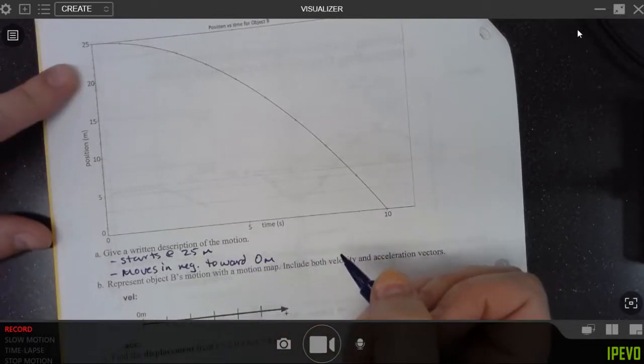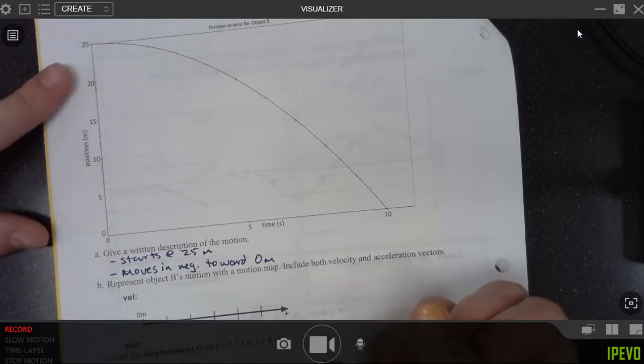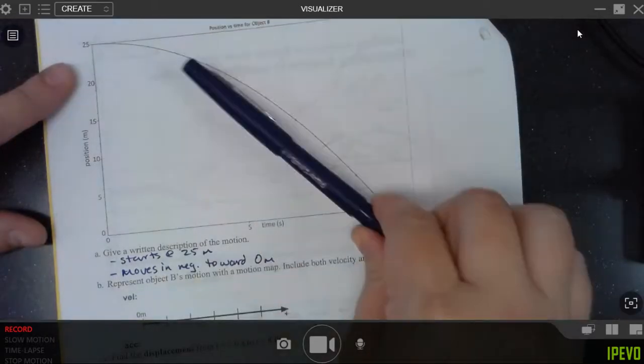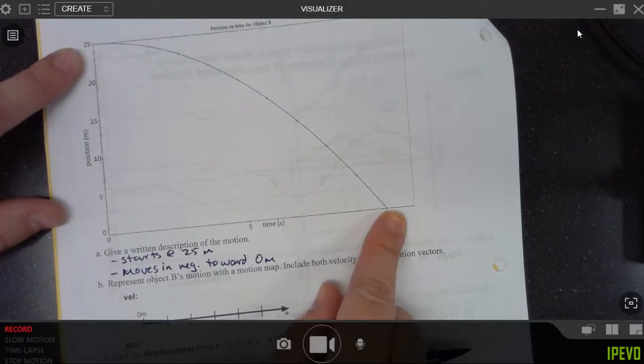And can we say anything about the velocity? Is the velocity constant? The velocity is not constant. We've got an arc here. So we don't have a constant slope. We have a changing slope. So we know that it's accelerating.